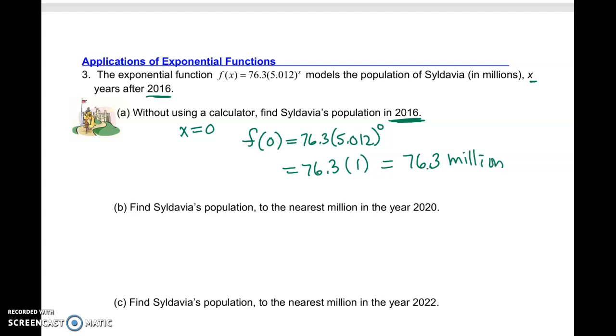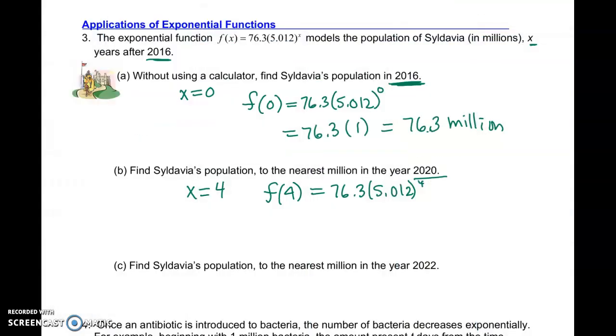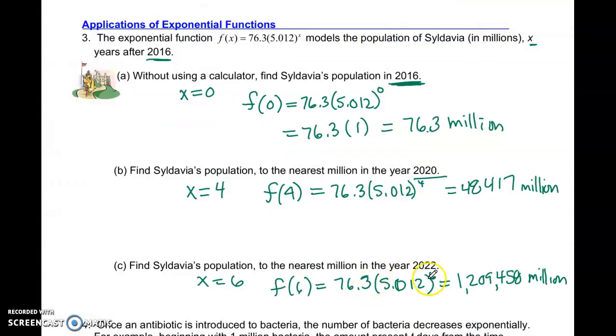Then I'm going to do the same thing for the year 2020. Well, in the year 2020, that would be 2020 minus 2016. That would be 4 years. So I'm going to evaluate the function at 4. So pause the video and try evaluating the function at 4. Put it in the calculator and see what you get. So putting it in the calculator, I end up with 48,147 when I round to the nearest million. So I'm going to write that down here. And then the last one, you would say x is equal to 6 and get your answer.